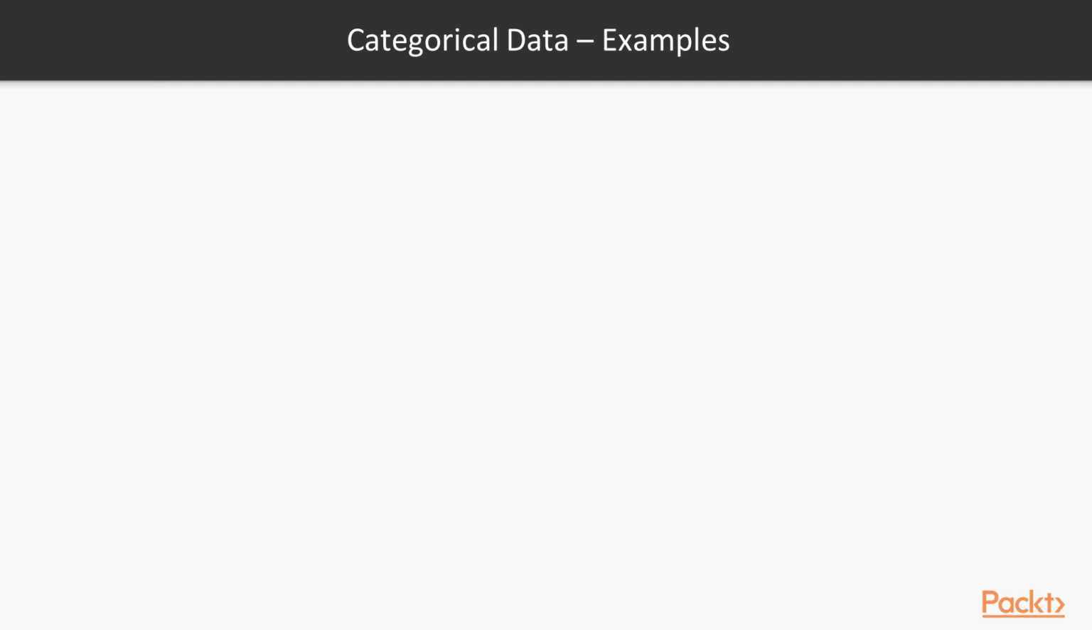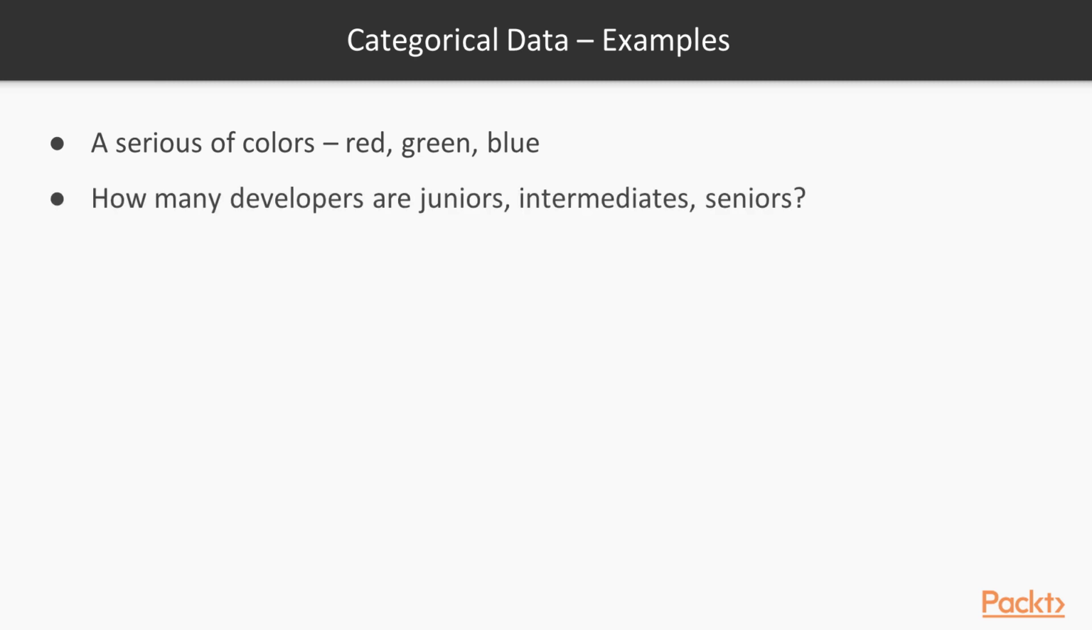As I've already mentioned, we use ordinal and categorical data. Here are some examples of that. We can have a series of colors like red, green, blue, or numbers like how many developers are juniors or intermediates or seniors. And also we can have some feelings: very sad, sad, neutral, happy, and extremely happy. You may have noticed that not every piece of data is numerical, but you will have to convert them into numbers.